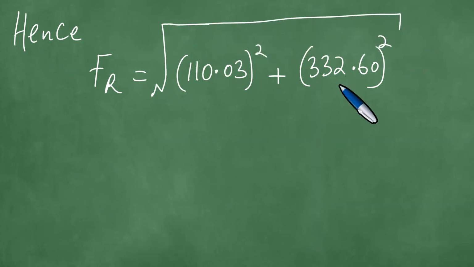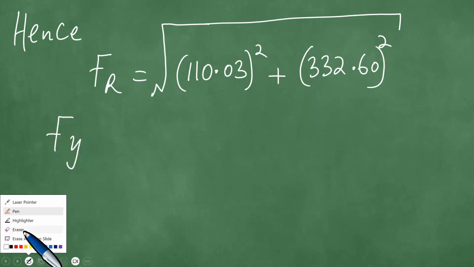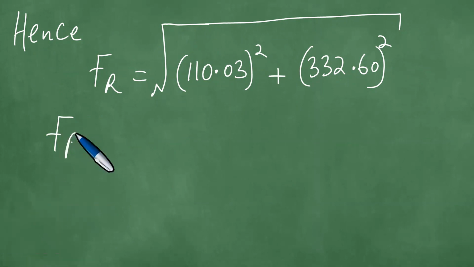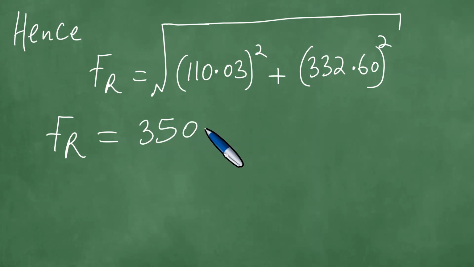Okay. And now we find this one here, Fr, the resultant force. Okay, the resultant force, then you have 350.33 newtons. So the resultant force, we use this formula.